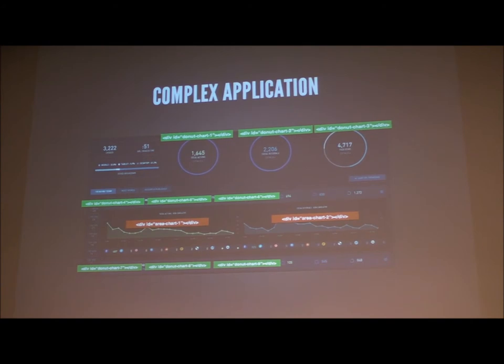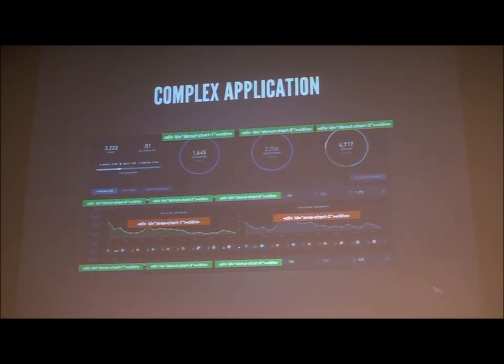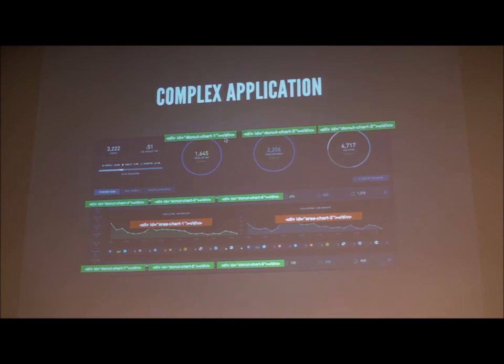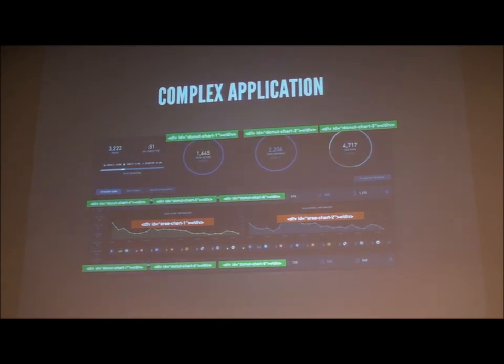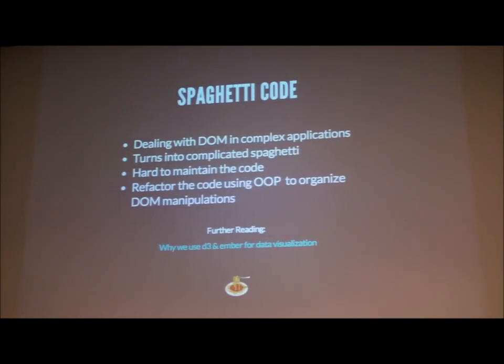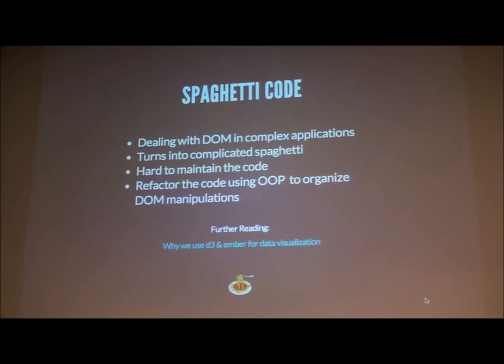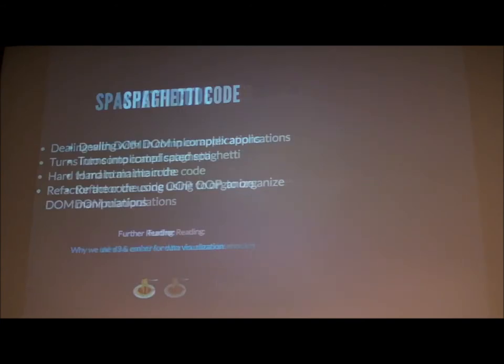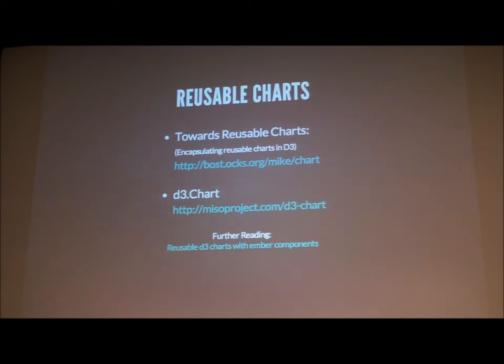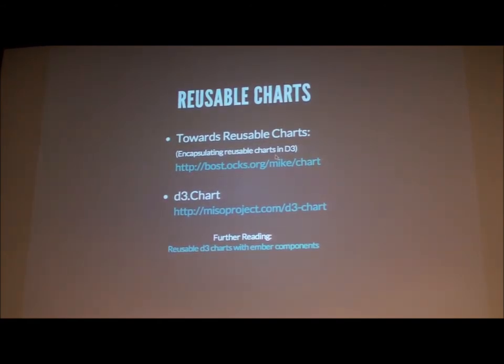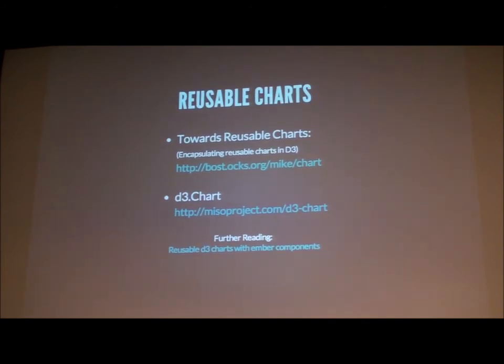In our app, we have many different charts, so you need to define all the div elements with IDs to find where you want to put your charts. So think about your code becoming spaghetti code. And then you want to refactor your code using an object-oriented pattern to organize your DOM manipulations. For making reusable charts, Mike Bostock already wrote an article about making reusable charts with a JavaScript pattern and OOP. The Miso project also made a chart library based on the article, but this is still hard to make reusable charts.